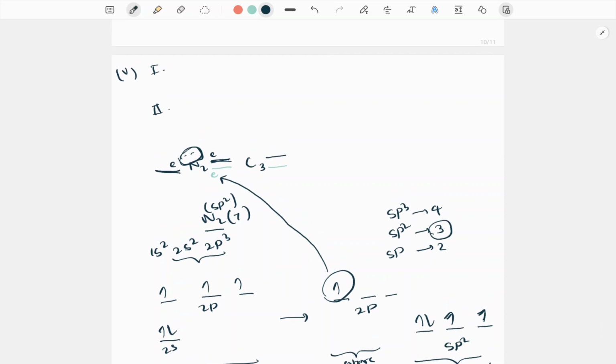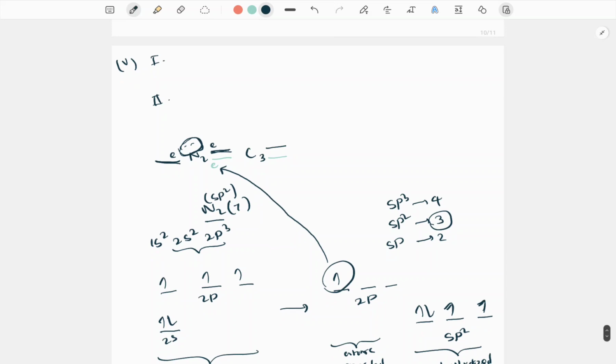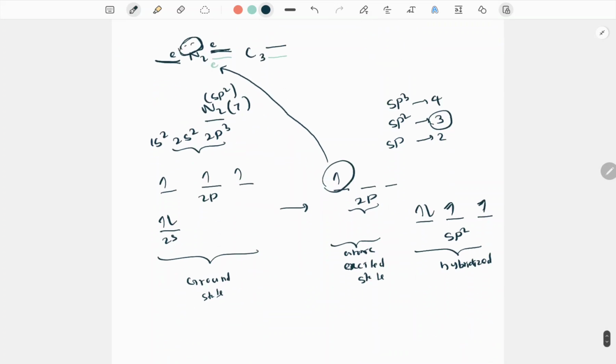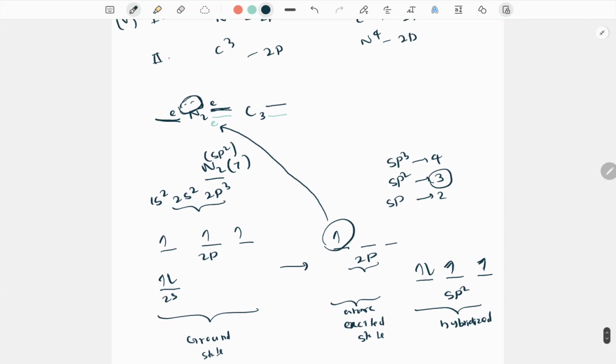Therefore, for the other ones, I am directly putting. For N2, the atomic orbital will be 2p. C3, same thing, 2p. And N4, again 2p. Same thing happened in other examples too.